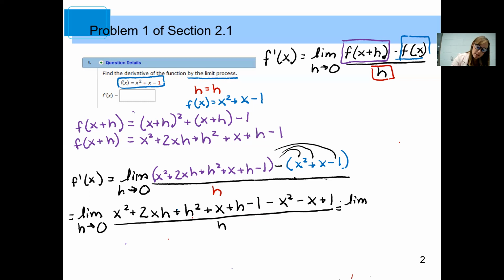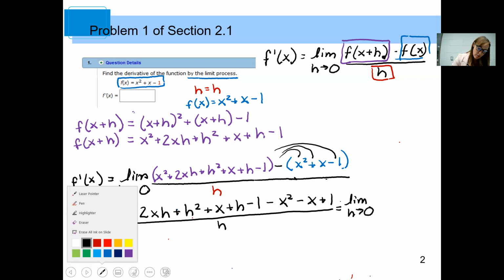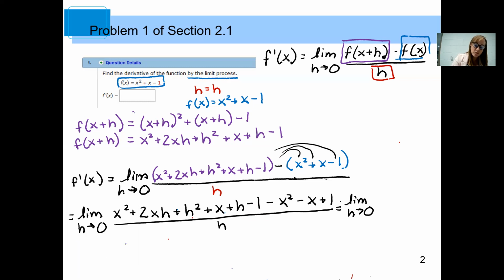And then we'll want to combine like terms. So this will give me the limit as h goes to 0. Let's go ahead and see what cancels. Hint, it's going to be the things that don't contain h. So the terms that don't contain h, such as x squared minus x squared, those combine to be 0. So we don't have to write that. This plus x and minus x, those combine to be 0. And then this minus 1 and this plus 1 also combine to be 0. So what we're left with after we simplify is this 2xh plus h squared plus h all together over h.